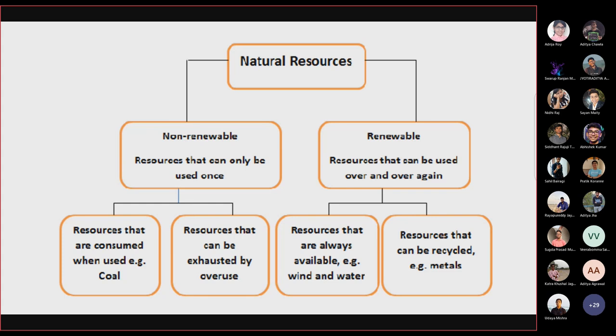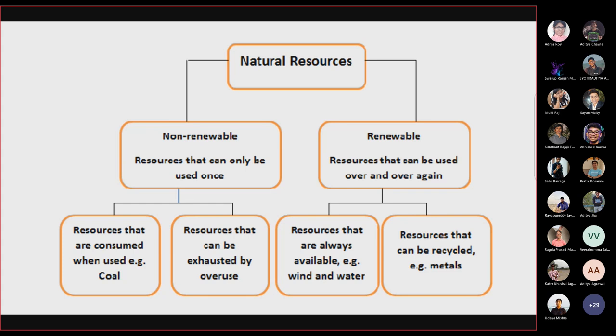Giving an example of non-renewable resources: resources that are consumed when used. For example, coal, right? Once you burnt it, that's all. You will not get coal back again. Once you take coal and burn it, the coal is exhausted. So coal is an example of non-renewable resources. Another one is petroleum fuel, for example, diesel or petrol. Once you consume it, that's all gone. We will not be able to get back the same product again. So these petroleum reserves and coal are the non-renewable resources.